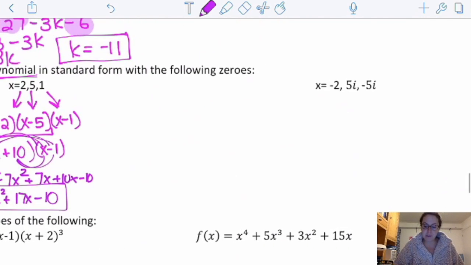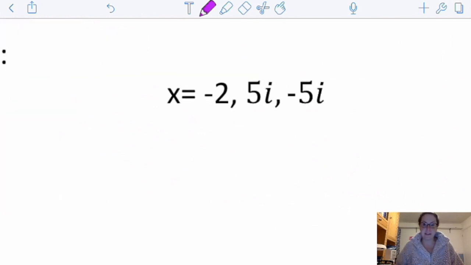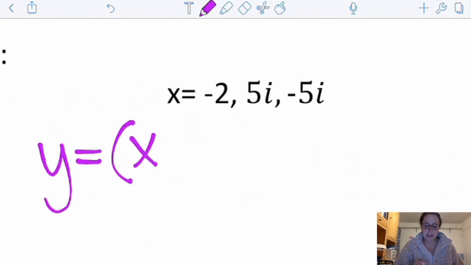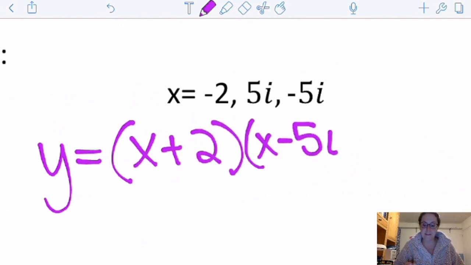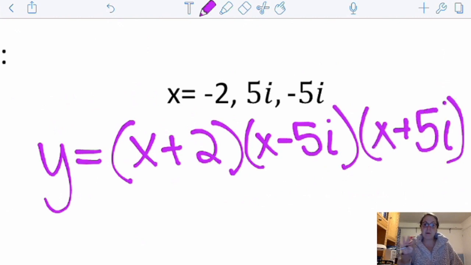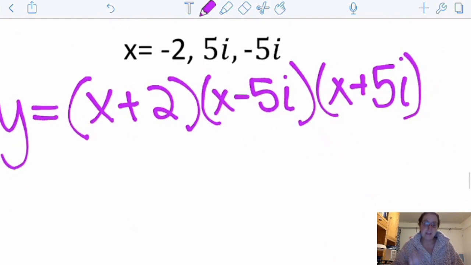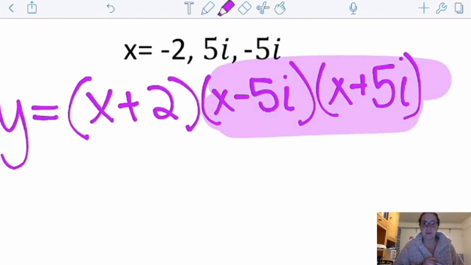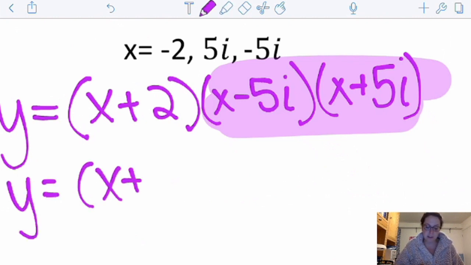Very, very similar if we're dealing with imaginaries, right? Don't let this throw you off. It's a polynomial, so let's have a y equals. Negative 2 would be x plus 2. This would be x minus 5i and x plus 5i. So that would be my factored form. The key with multiplying these out is to always start with the ones that have i's first. You don't have to do it, but it's going to save you a lot of headache.